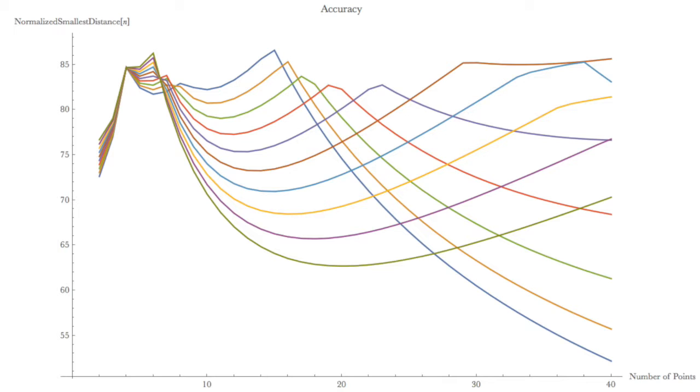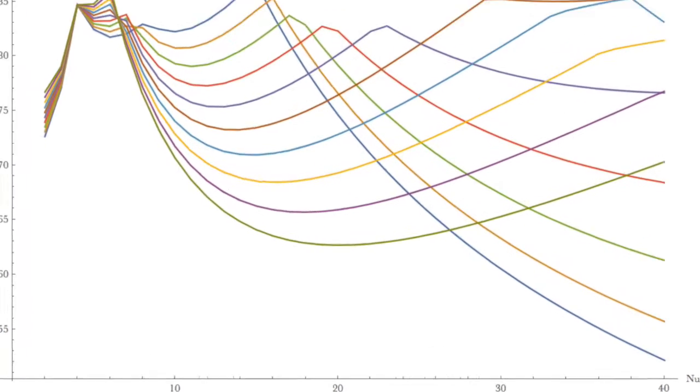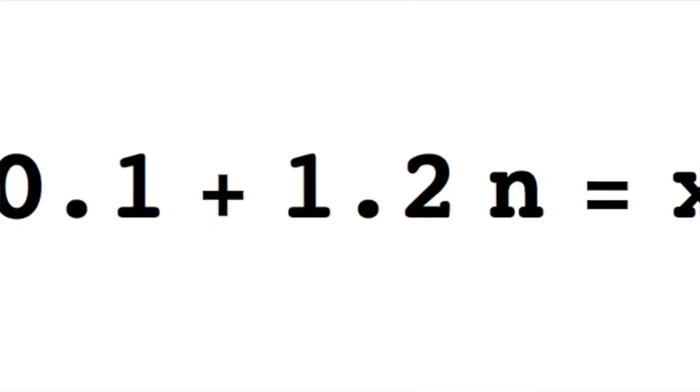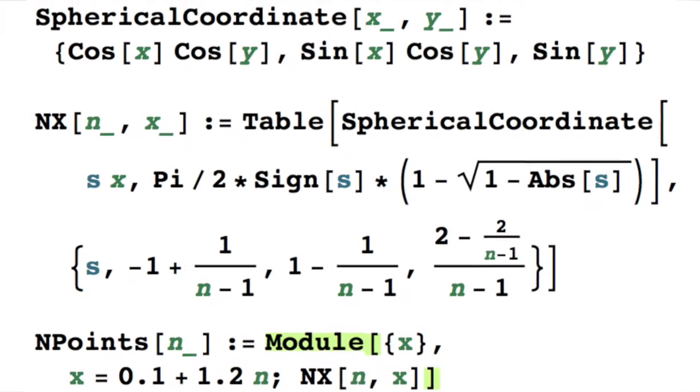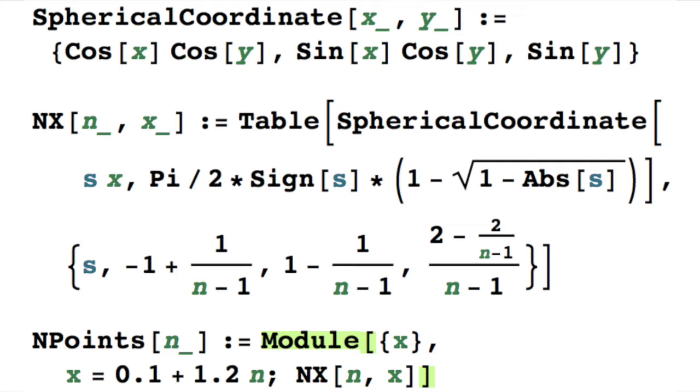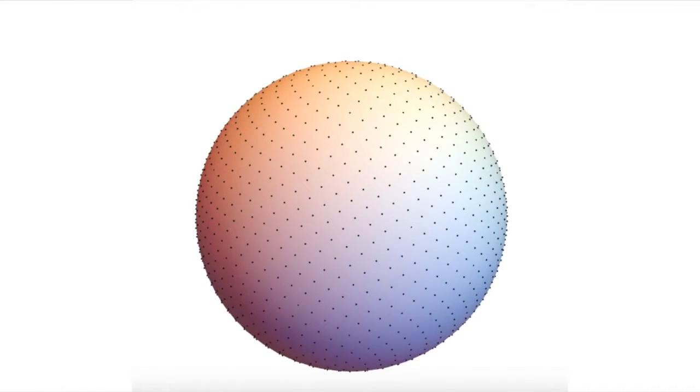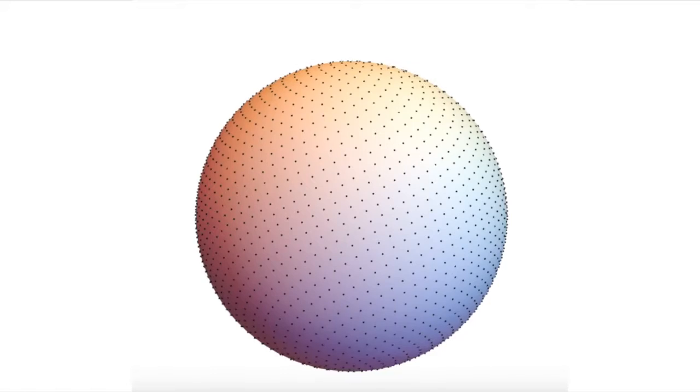I then continually narrowed it down until I found many different functions that were almost indistinguishable. I then plotted these optimal functions' accuracies. The one that stayed the highest for the longest was the best. This function was 0.1 plus 1.2n. I then put 0.1 plus 1.2n in as the x in the function, and the results were great. As you can see here, the function worked for any number of points quickly.